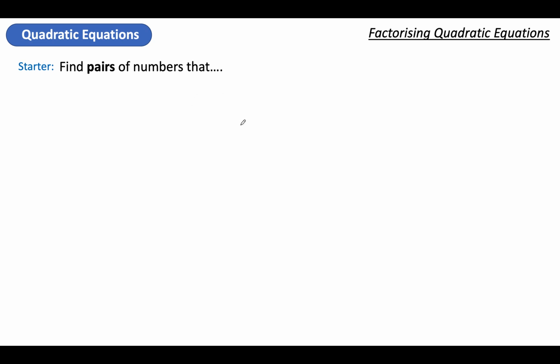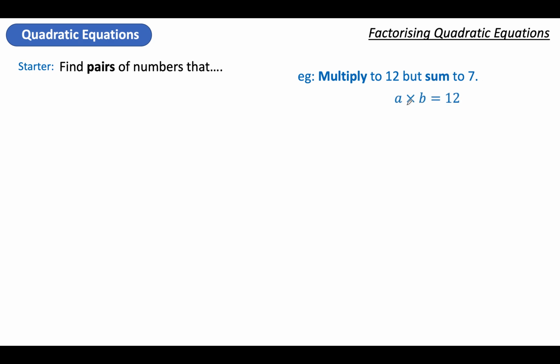Okay, so we're going to do some factorising of quadratic expressions, but we'll come to that in a minute. First of all, I've got a little task for you. I'm going to give you some pairs of numbers, and I want you to think of another pair of numbers, which when you multiply them, you get 12, but when you add them, you get 7.